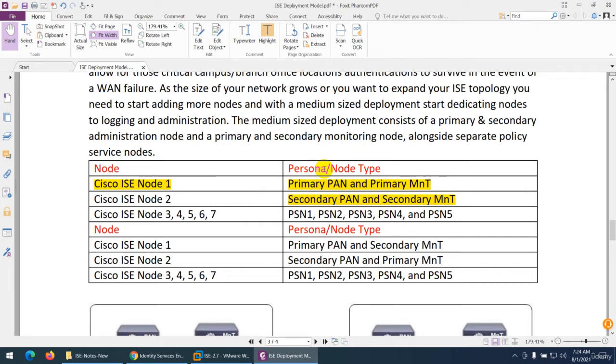This is one way. And then the third, fourth, fifth, sixth and seventh box will become PSN1, PSN2, PSN3, PSN4, PSN5. So you distribute the personas. One box plays only 2 personas, primary PAN and primary MNT. Second node plays secondary PAN and secondary MNT. And the rest of the 5 boxes become PSN only. It will play the role of PSN only. This is called medium deployment.